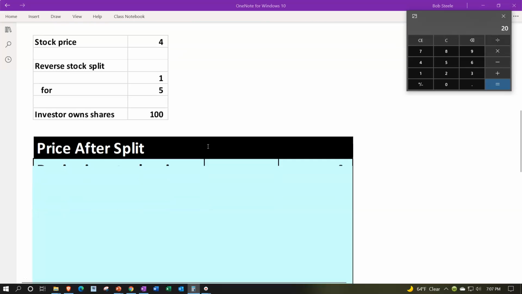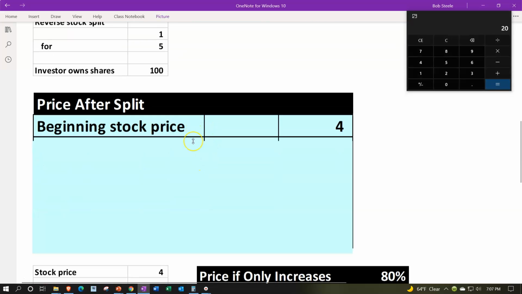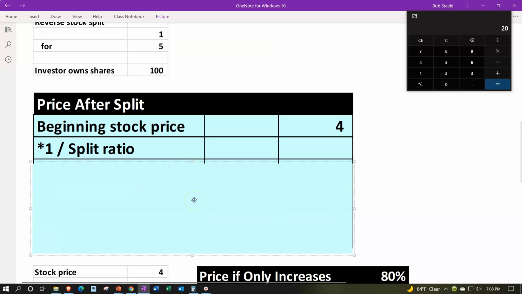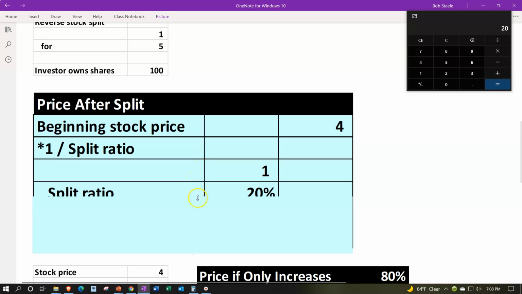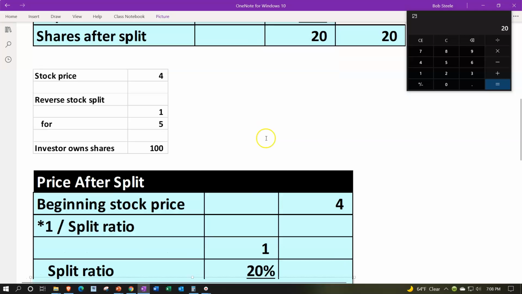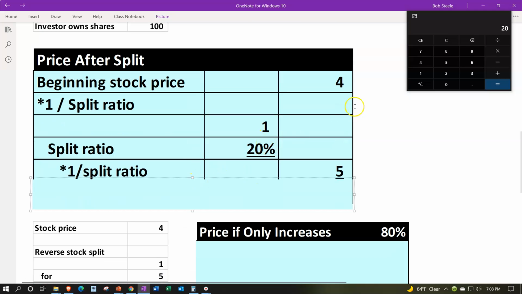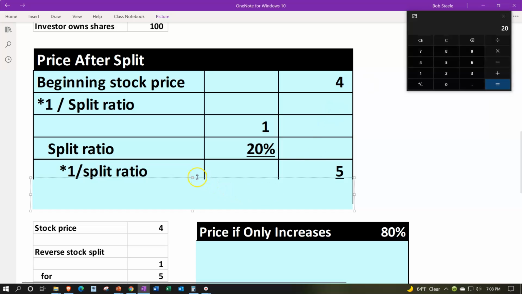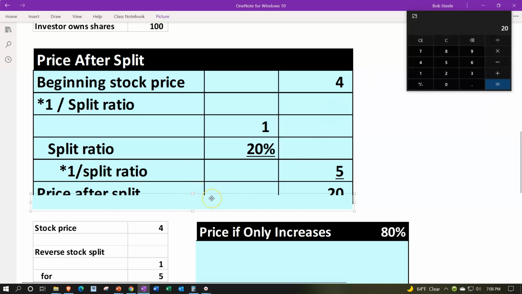And then we're going to say, what's the price after the stock split? Well, the price before was $4. We had a $4 price, and we're going to take that times 1 over the split ratio. So 1 divided by the split ratio, which we calculated to be 0.2, or 1/5, 20%. So 1 divided by 0.2, or 20%, gives us 5. We had 4 at the beginning, 4 times 5. Put that in the calculator: 4 times 5 is going to be 20.